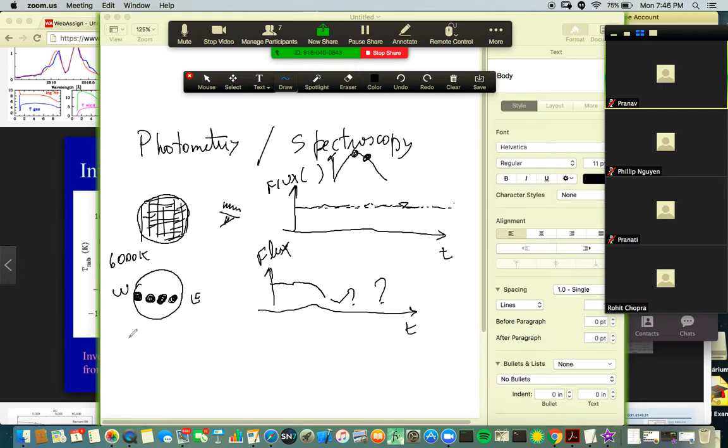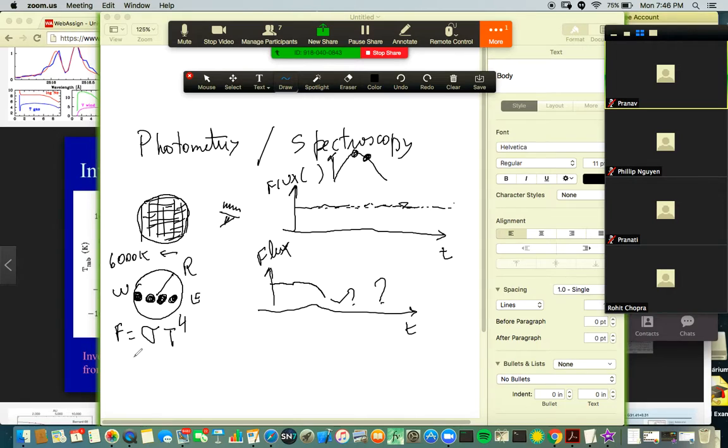Let's say you have a spot that is a circle. The star has a radius r, and you can probably come up with a flux that is equal to sigma T, the temperature, to the fourth power, right? That's the integrated flux of a black body, which we are assuming this star is.